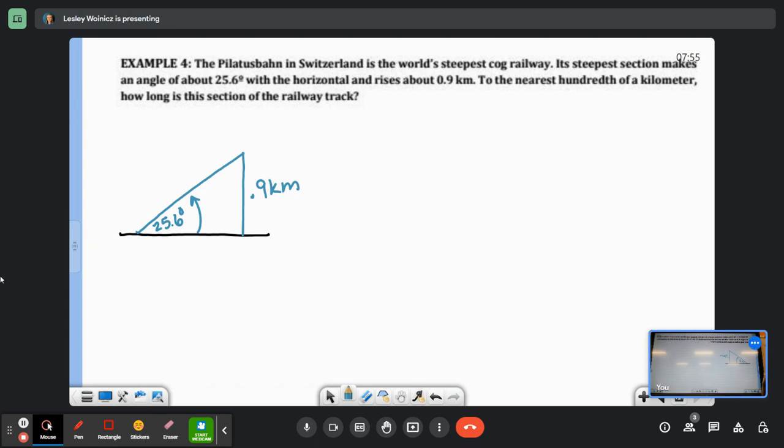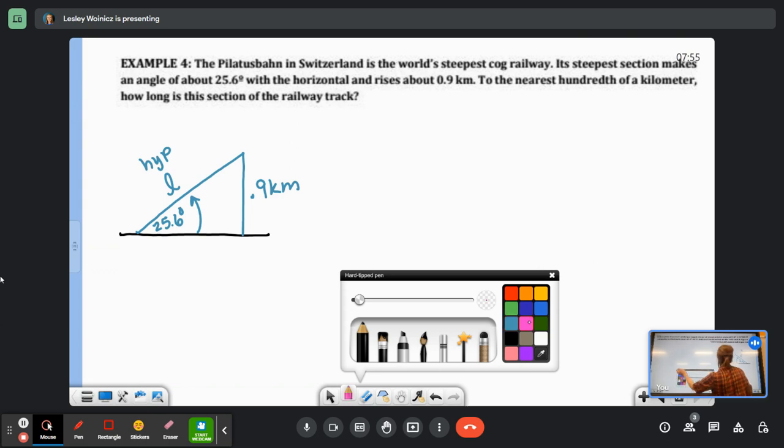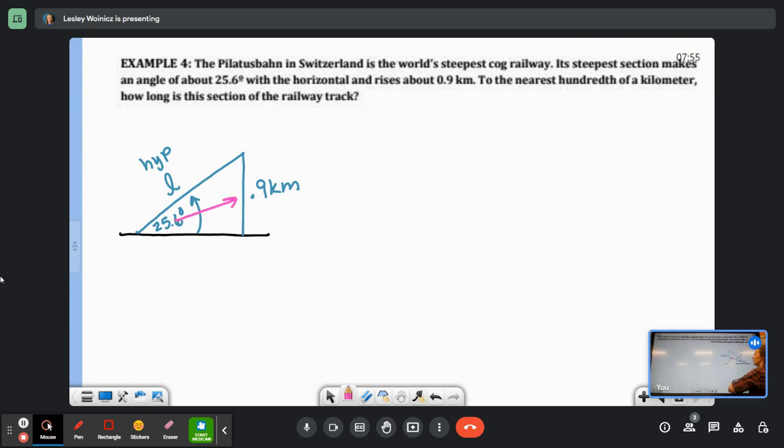To the nearest hundredth of a kilometer, how long is this section of the railway track? So this in light blue up here is the railway track, and that's the hypotenuse. We'll call this L, for length. With respect to my 25.6 degree angle, the 0.9 kilometers is the opposite, and the length of the track is the hypotenuse. So if I'm using opposite and hypotenuse, I have to use sine.